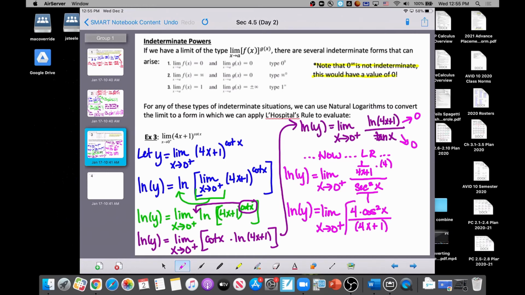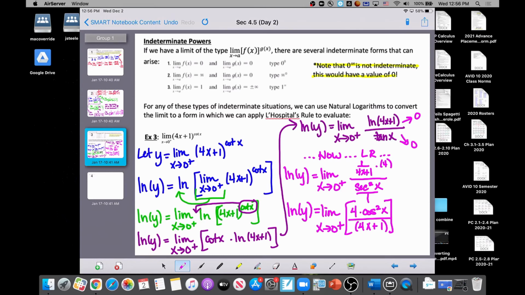So I just rewrote secant squared in the denominator as cosine squared in the numerator. And now I believe I can do direct substitution, because if I plug in 0, cosine of 0 is 1, 4 times 1 gives me 4 in my numerator, and 4 times 0 is 0 plus 1 is 1, which gives me 1 in my denominator. So I no longer have an indeterminate form, okay?